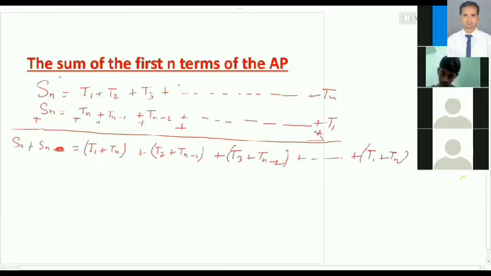How many times will it come? It will come n times, all the brackets n times. Then on the left side you will get 2Sn. This will be 2Sn, which will be equal to what? What is the T1 value? A. What about the Tn value? A plus n minus 1 into d.